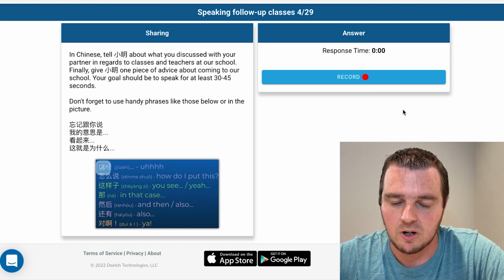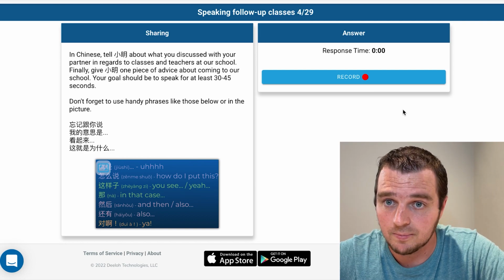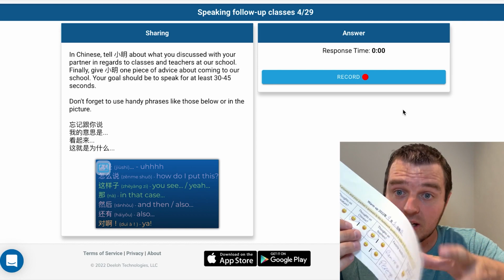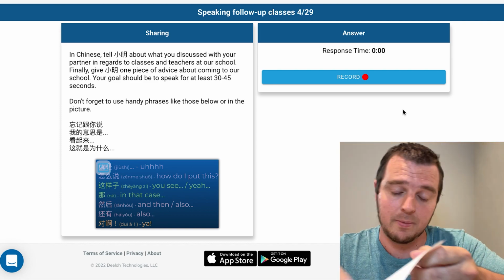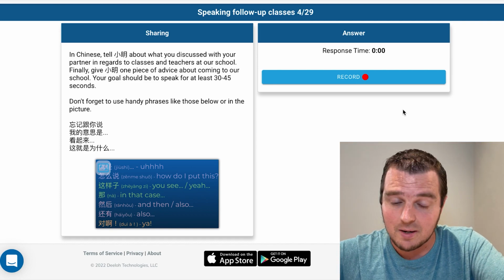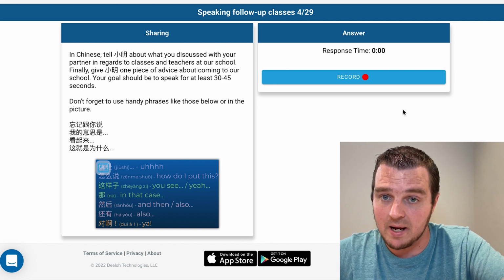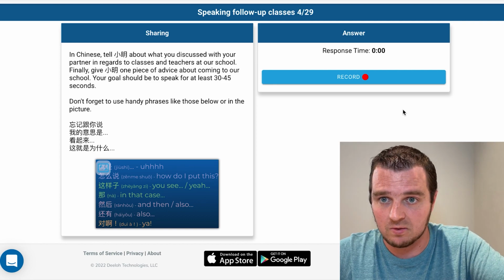You'll see this here in Chinese, tell Xiaoming about what you discussed with your partner in regards to classes and teachers at our school. So the student then is holding this sheet of paper, and saying on Extempore what they interpreted based on what they read and what they have right in front of them.